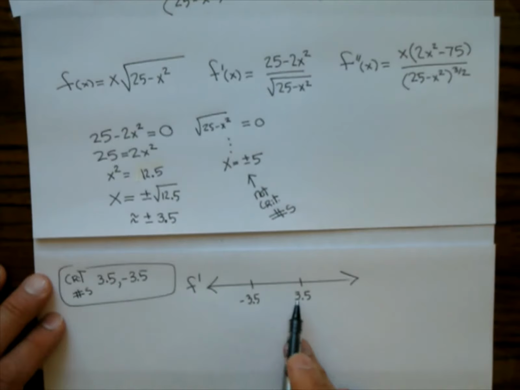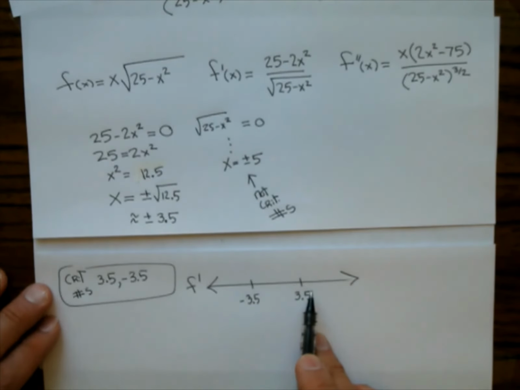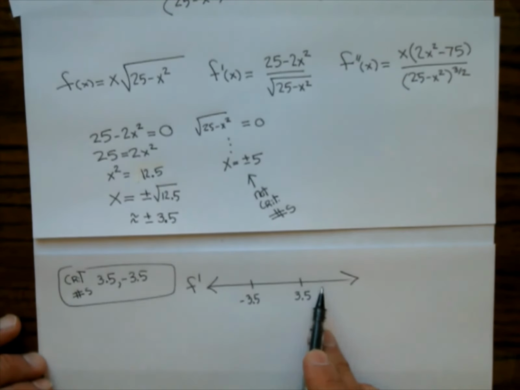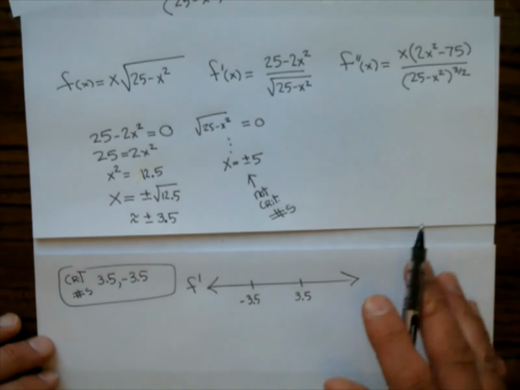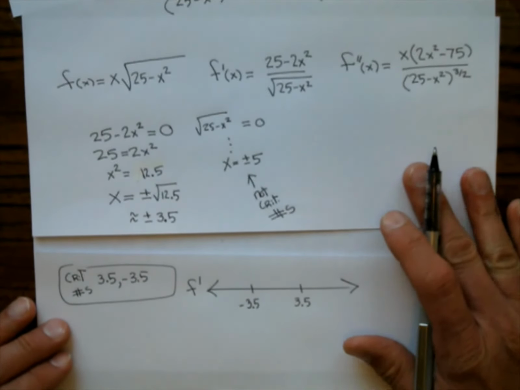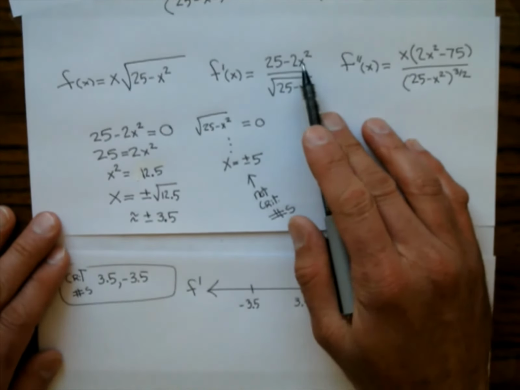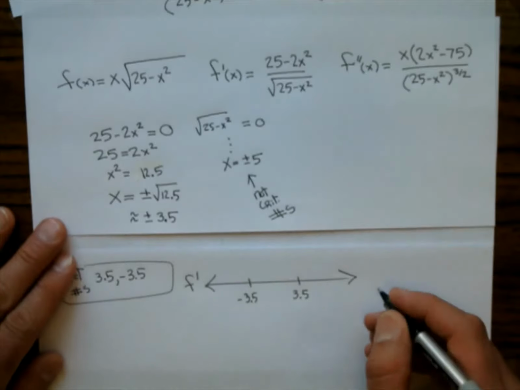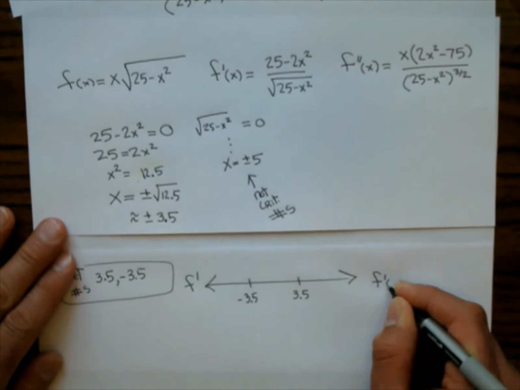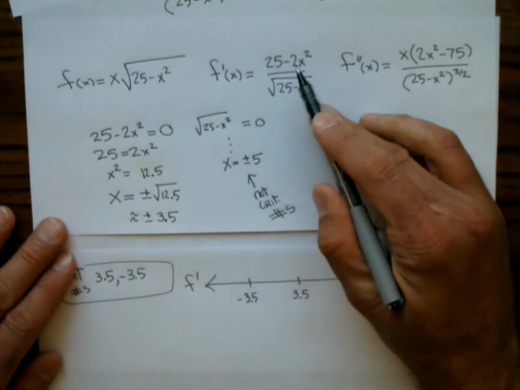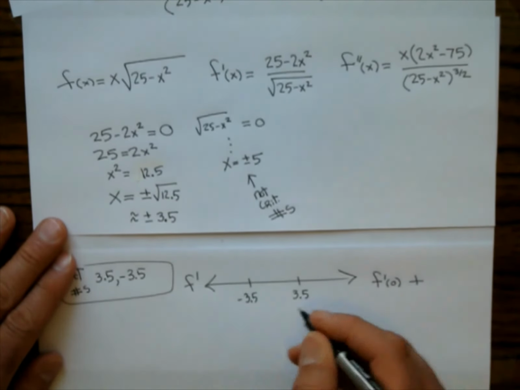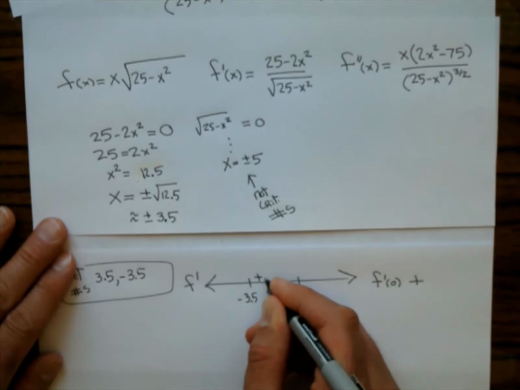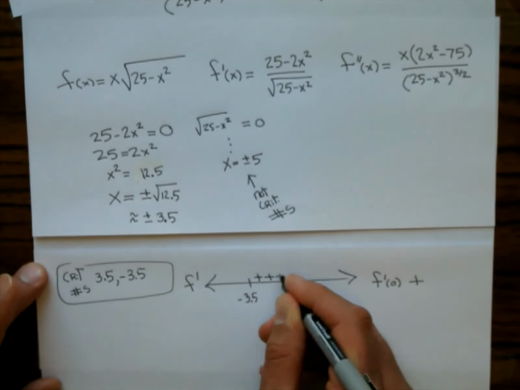And of course, we can't have anything beyond 5 and beyond negative 5. So we're just graphing this thing between negative 5 and 5. That's what the domain says. I'm going to go ahead and plug a 0 into the derivative. If I plug a 0 into the derivative, so this is f prime of 0, I end up getting positive on the top, positive on the bottom. This gives me positive. So looks like the graph is increasing there.